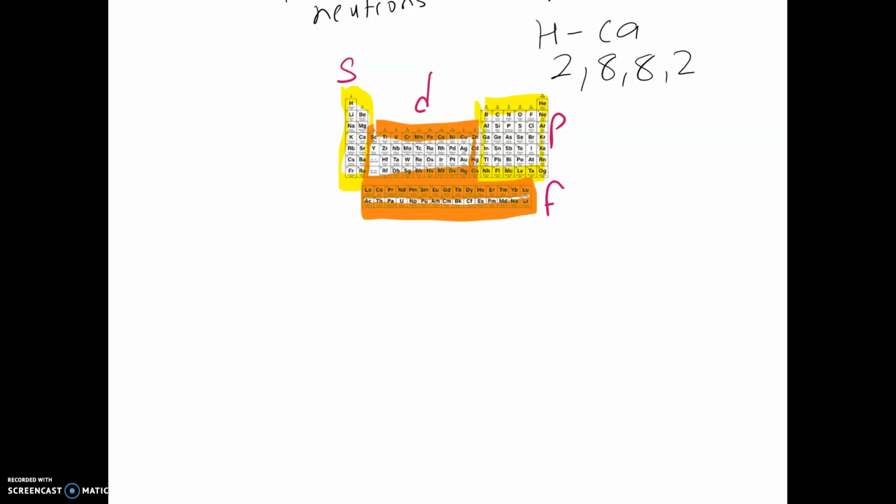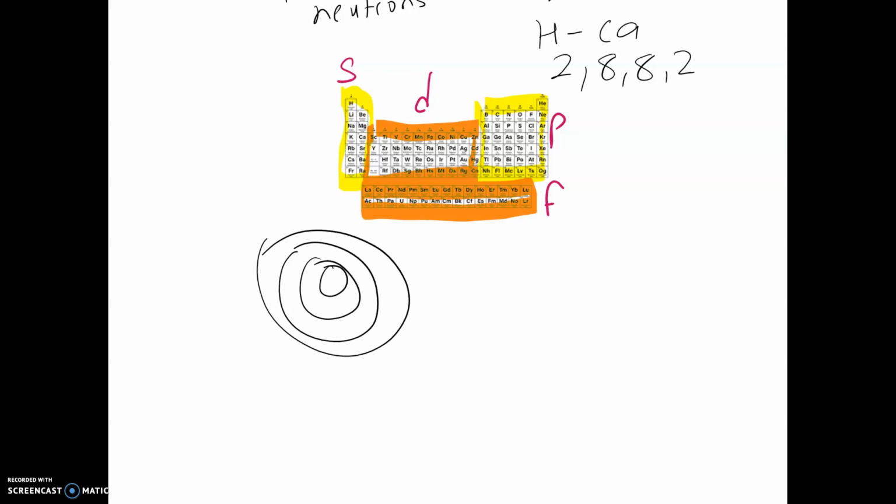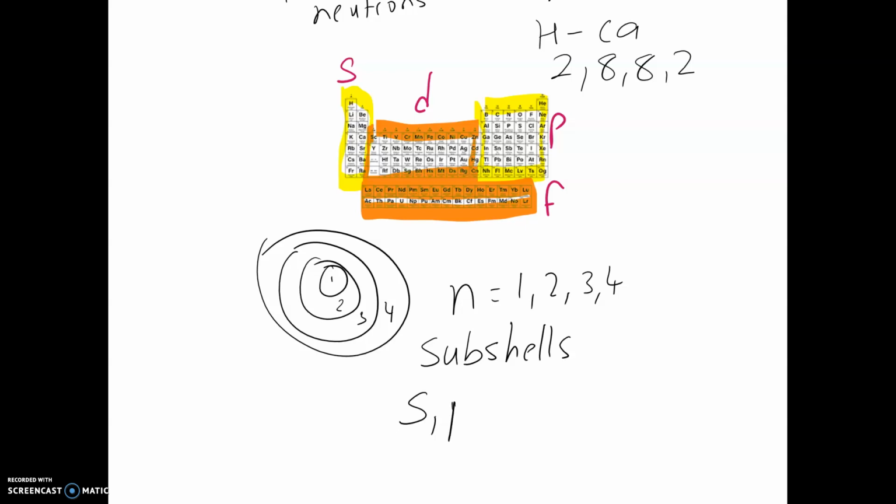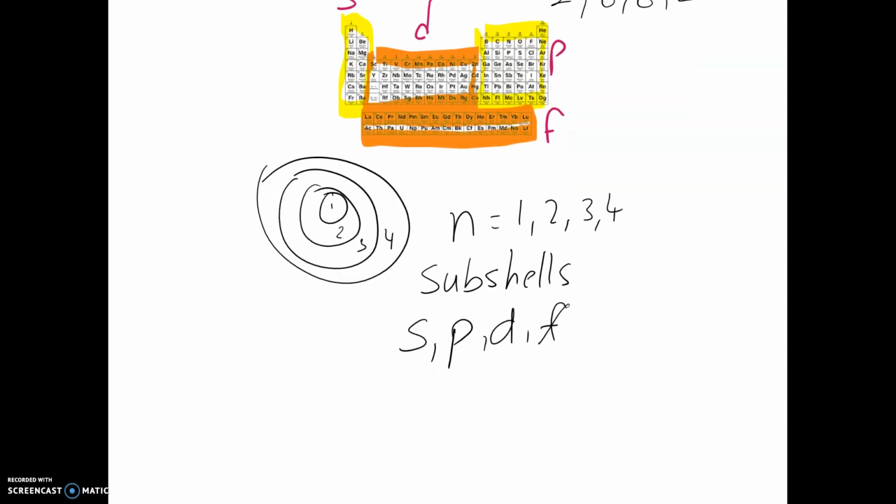If I had an element that had 4 energy levels, 1, 2, 3 and 4, I'm going to say n is equal to 1, 2, 3 and 4. I can then divide these 4 into sub shells. These sub shells are your S, P, D and F, and we're going to leave F out of the picture for today because it's slightly complicated.